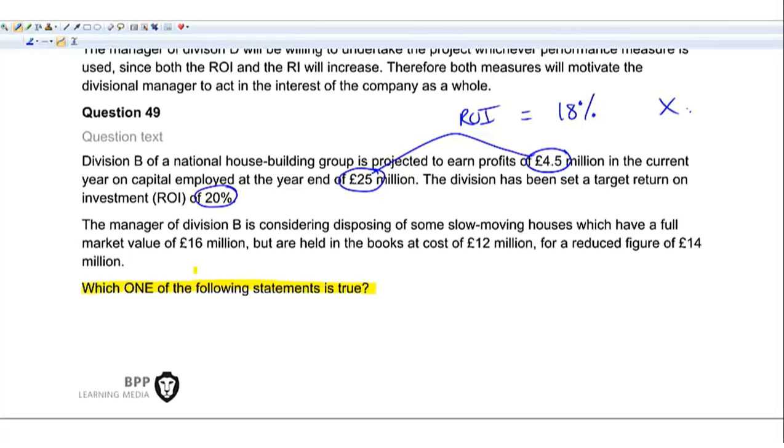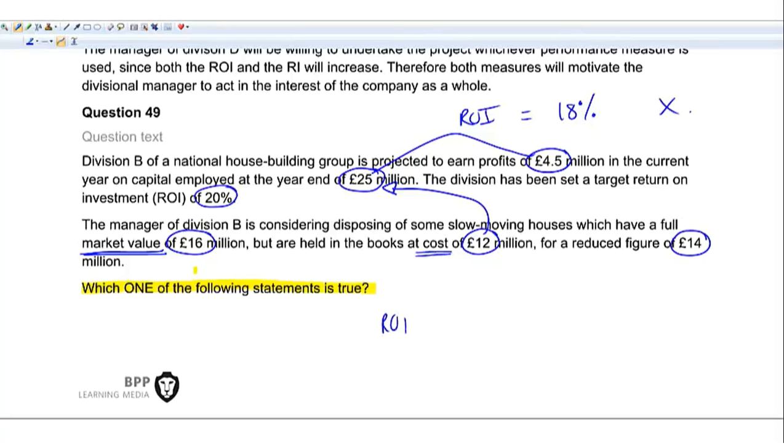We are told that the manager of Division B is considering disposing of some slow-moving houses. They have a full market value of 16 million, so that's what we could sell them for at market price. They are held in the books at a cost of 12 million. That cost will be included in the capital employed figure, and he's thinking about selling them for a reduced figure of 14 million, so at below market price. Let's look and see what would happen to return on investment if the decision did go ahead.